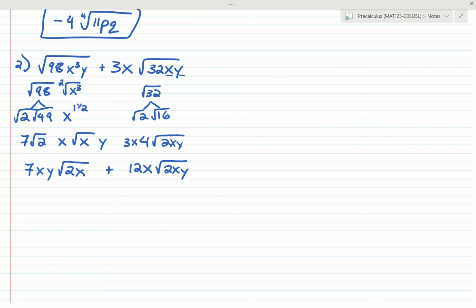Let me see here. Did I make a mistake? The y was inside of the radical for over here, so I just put it outside. I shouldn't have. We'll keep it inside. And we could see that we have the same index for both square roots with the same radicands. So 7x plus 12x would be 19x square root of 2xy.